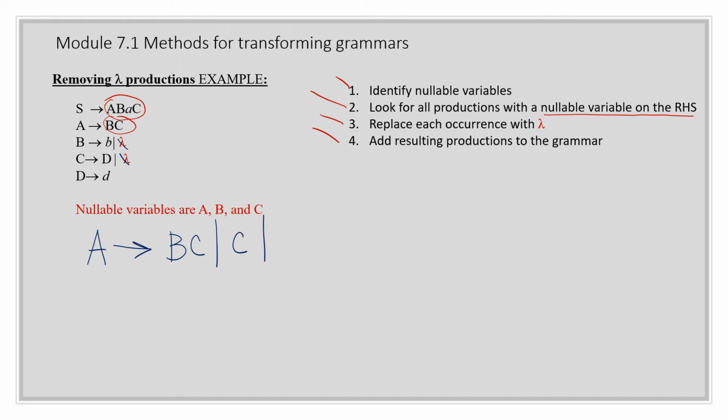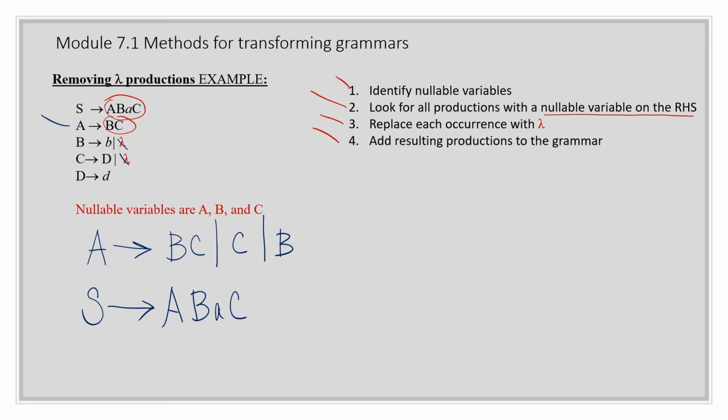Then we replace the C. So we have this production. So these are our new productions added for the variable A. Now this one's a little more complicated, but it's not too tough to do. So we keep this production, A, B, A, C.